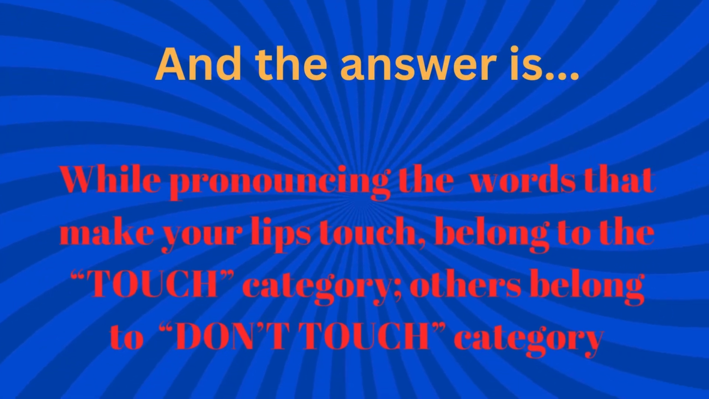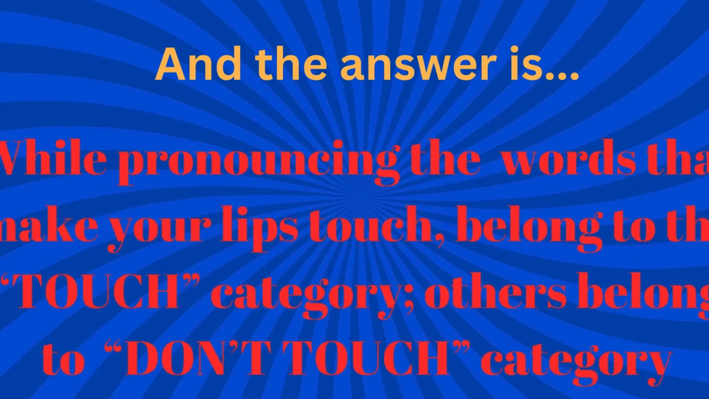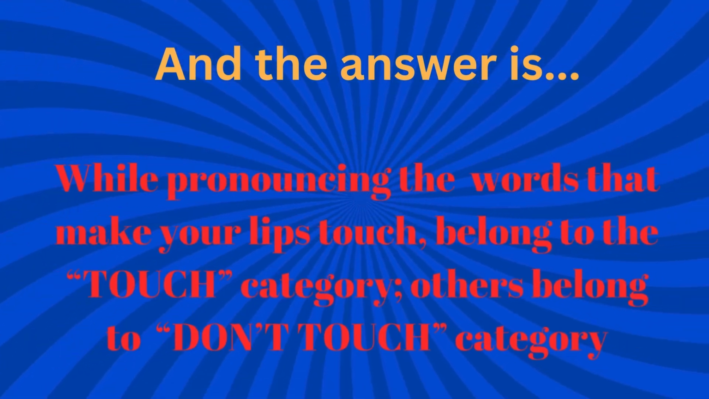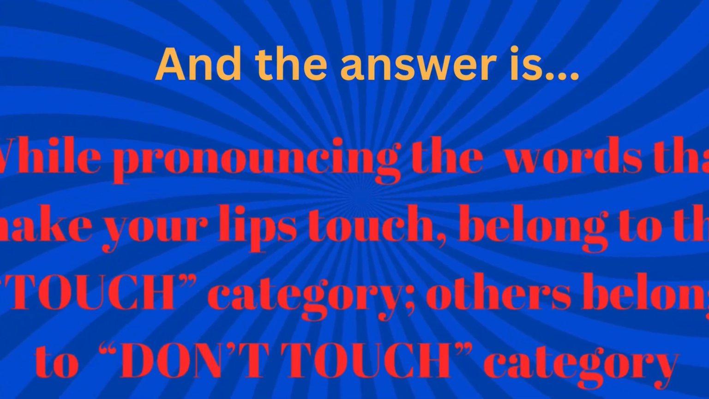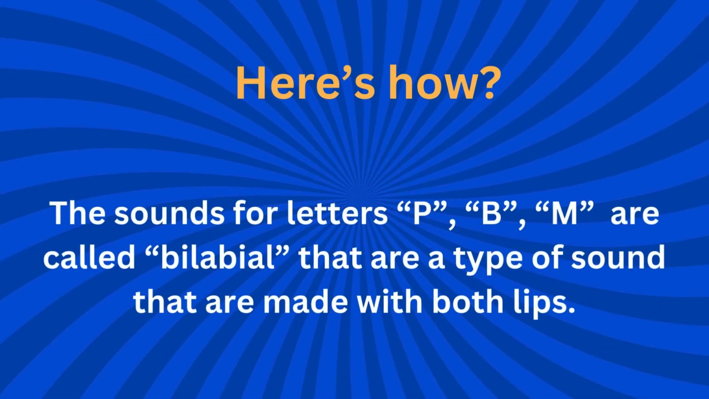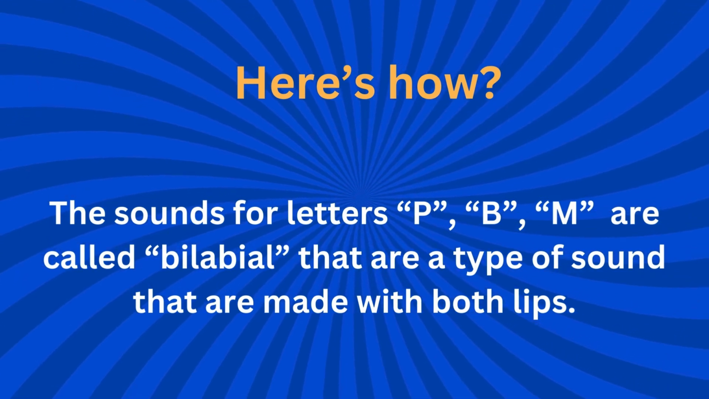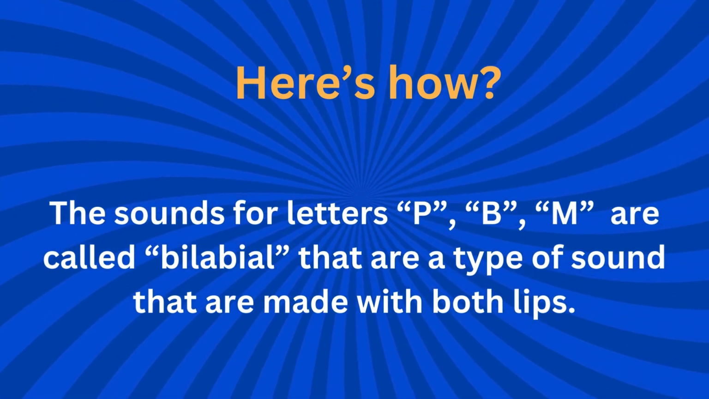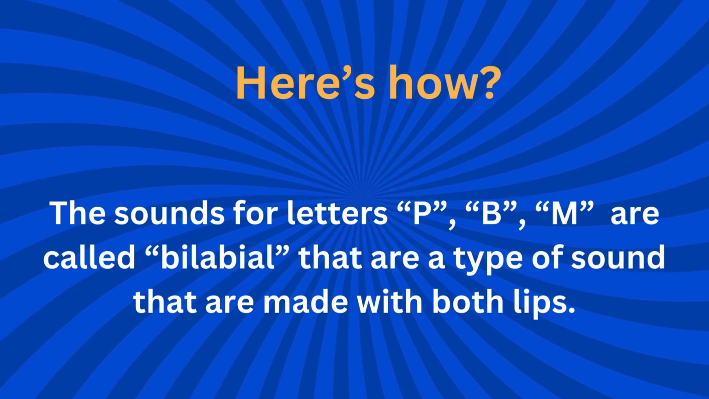And the answer is, the words that make your lips touch while pronouncing them belong to the touch category, others belong to the don't touch category. Here's how. The sounds for letters P, B, M are called bilabial, a type of sound that is made with both lips.